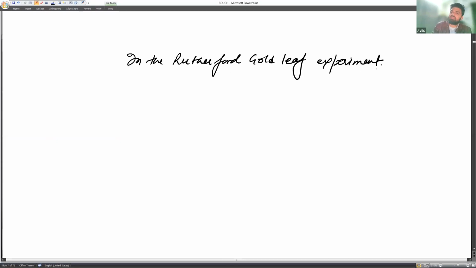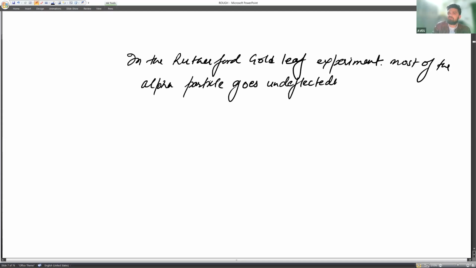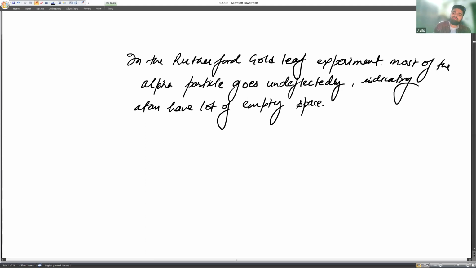So in the Rutherford gold leaf experiment, most of the alpha particles go undeflected, indicating atoms have a lot of empty space. Okay, next question.